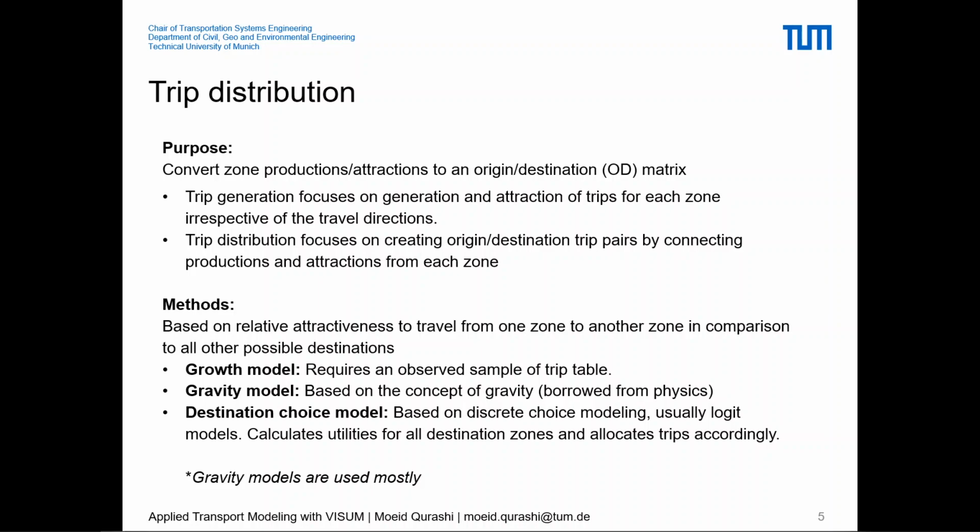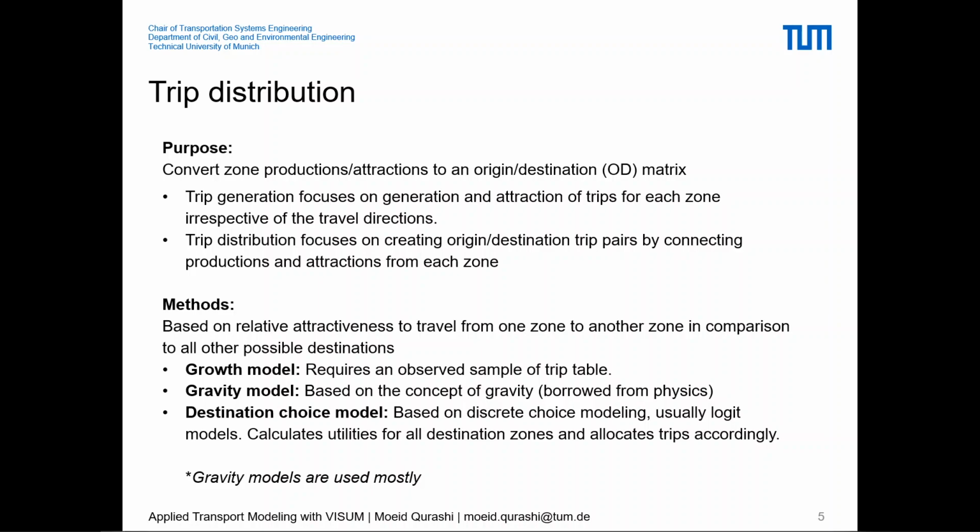Trip generation basically focuses on generation and attraction of trips from each zone, irrespective of the direction of travel. Trip distribution focuses on creating origin destination trip pairs by connecting productions and attractions from each zone. There are a number of methods that can be used to convert the productions and attractions into an OD matrix. There are three major types of methods we can state here.